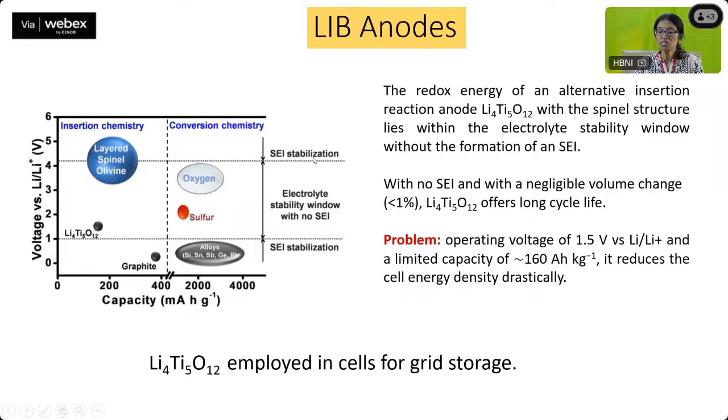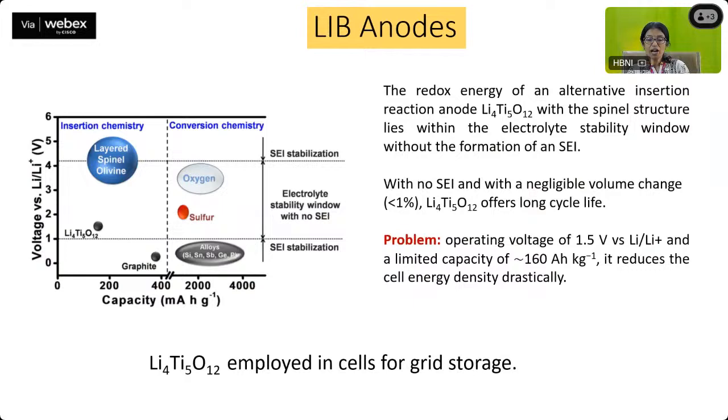And so the redox energy of alternative insertion reaction anodes like the Li4Ti5O12 with the spinel structure lies within the electrolyte stability window, and this doesn't lead to the formation of an SEI. So you see, graphite is actually falling outside this electrolyte stability window, whereas this lithium titanate is inside. So there will be no SEI formation with this. So the efficiency can increase, and there is a very negligible volume change. And this lithium titanate offers a very long cycle life.